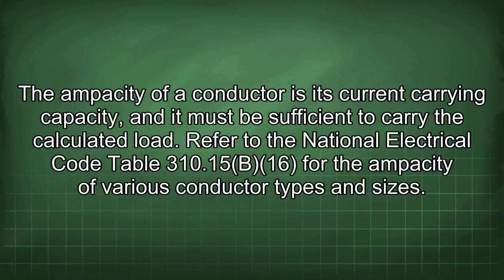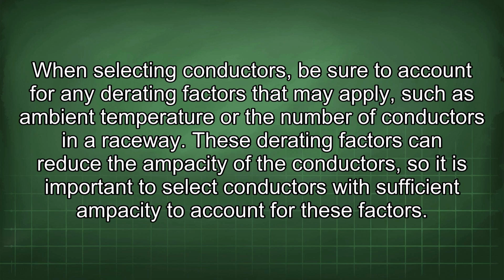The ampacity of a conductor is its current carrying capacity, and it must be sufficient to carry the calculated load. Refer to the National Electrical Code Table 310.15(B)(16) for the ampacity of various conductor types and sizes. When selecting conductors, be sure to account for any derating factors that may apply, such as ambient temperature or the number of conductors in a raceway. These derating factors can reduce the ampacity of the conductors, so it is important to select conductors with sufficient ampacity to account for these factors.